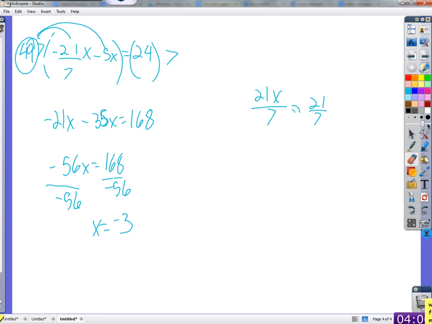Here's something else we could do. What's 21 over 7? 3. So we got negative 3x minus 5x equals 24. Do that. Negative 8x equals 24. Clearly x equals negative 3. That's just lucky for us because 21 over 7 happens to be 3. But it all works either way. What's the next question? Yeah. Number 6. Number 6.